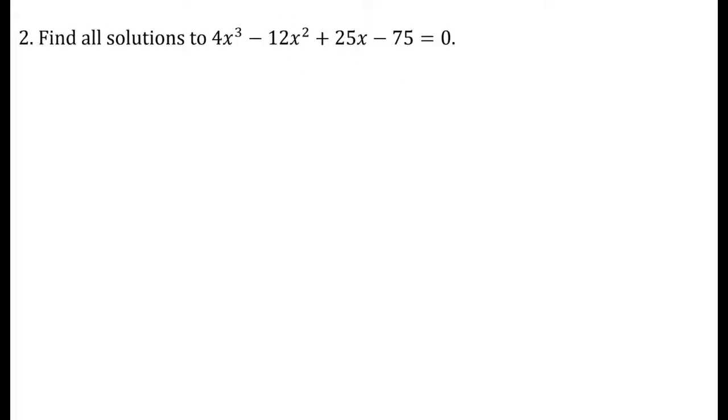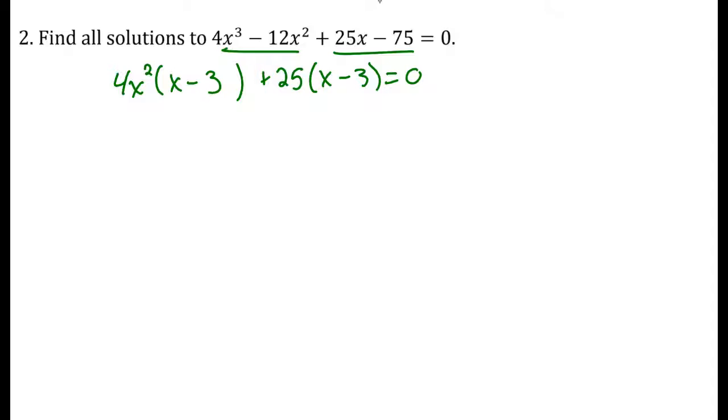Find all solutions to this equation. Well, there's 4 terms, so I'm probably grouping. Is there a GCF? No. So let's group. Take out a 4x squared. What am I left with? Left with x minus 3. Then I take out from here plus 25, and I'm left with x minus 3. Well, they have that common factor of x minus 3, so let's factor that out. That's my new GCF, and I'm left with 4x squared plus 25 equals 0.